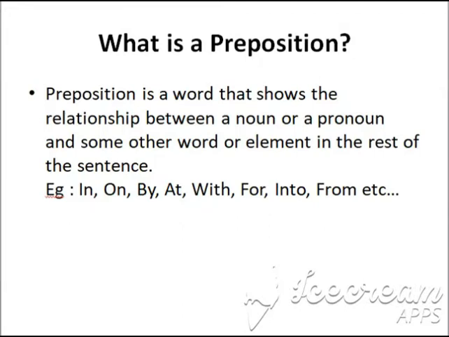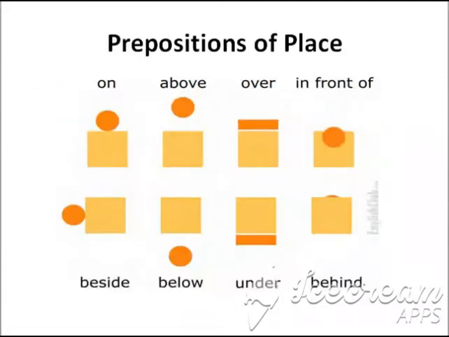So, let's look into some more examples. According to the usage of these prepositions in English sentences, we categorize them according to their use. Here, I have shown you prepositions related to place. You can see a ball there and a yellow box. The first one is on. The preposition is on. So, the ball is on the box.